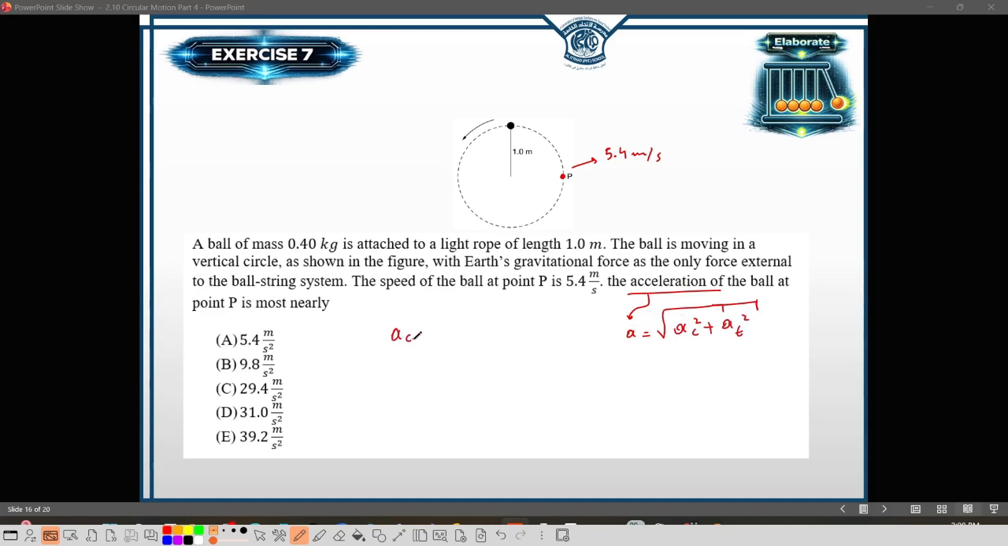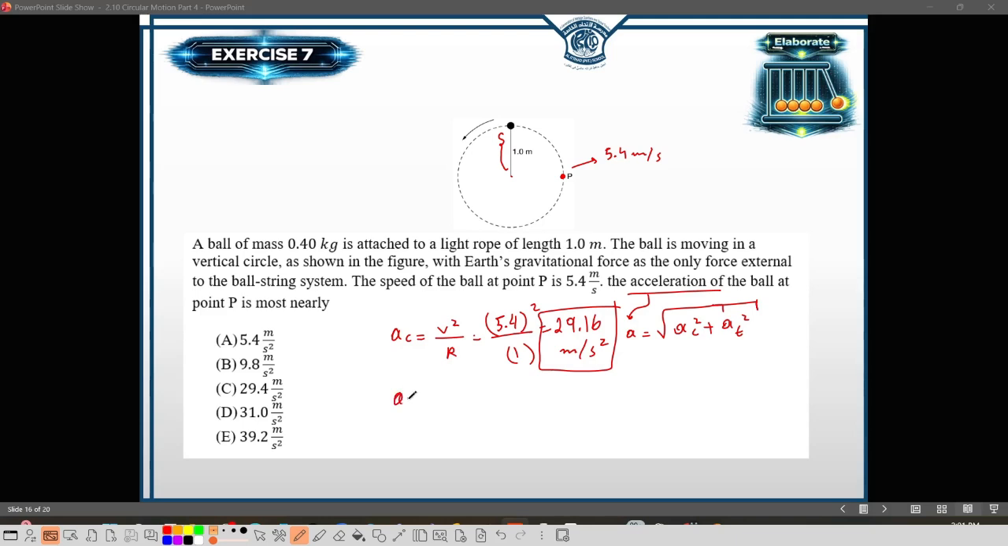So first we need to find the AC, and the AC can be calculated via the formula v squared over r. Know that at point P the speed is 5.4 and the radius is the same as the length of the rope. Because the length of the rope is 1 meter, the radius will also be 1 meter. So as a result, the final answer for the centripetal acceleration is 29.16 meters per second squared.